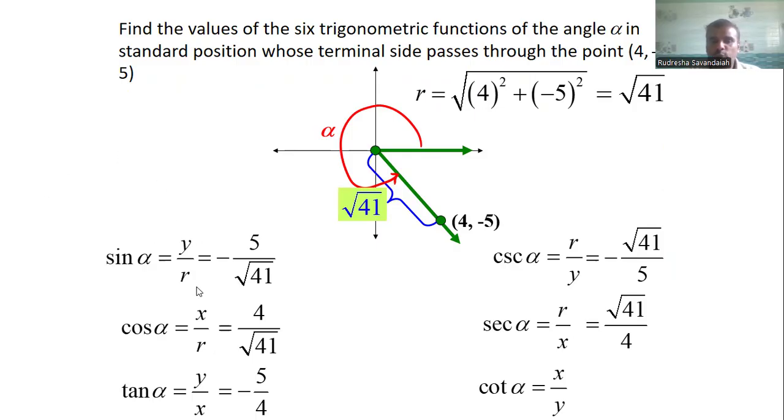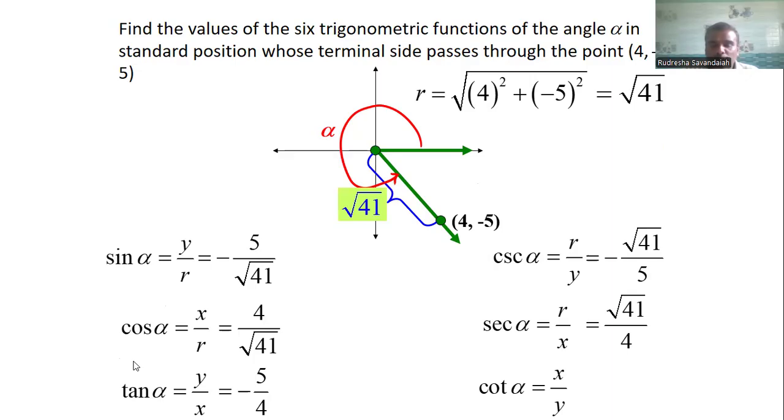Sin alpha is equal to y by r. Y is equal to minus 5. R is equal to this one, the r value: the square root of 4 squared plus minus 5 squared, that is the square root of 41. This is the r value.